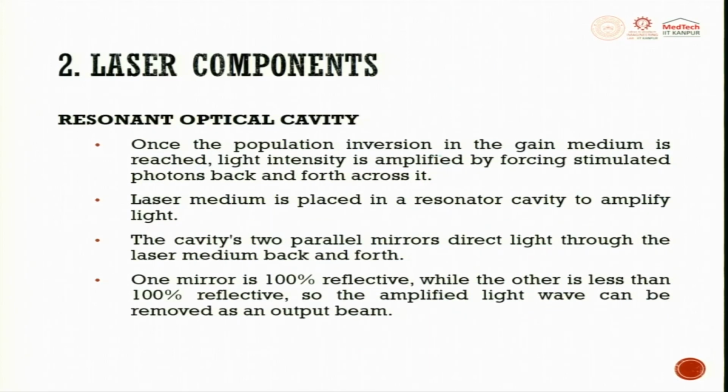Once the population inversion in the gain media is reached, the light intensity is amplified by forcing stimulated photons back and forth across.